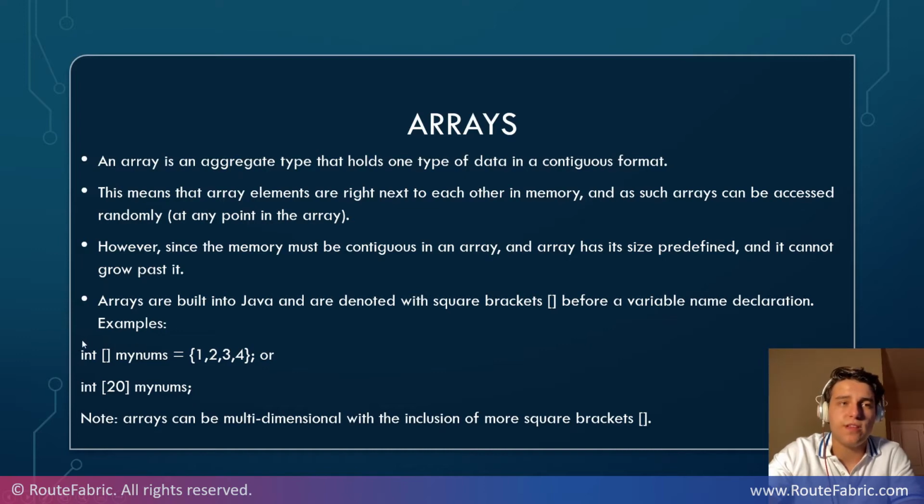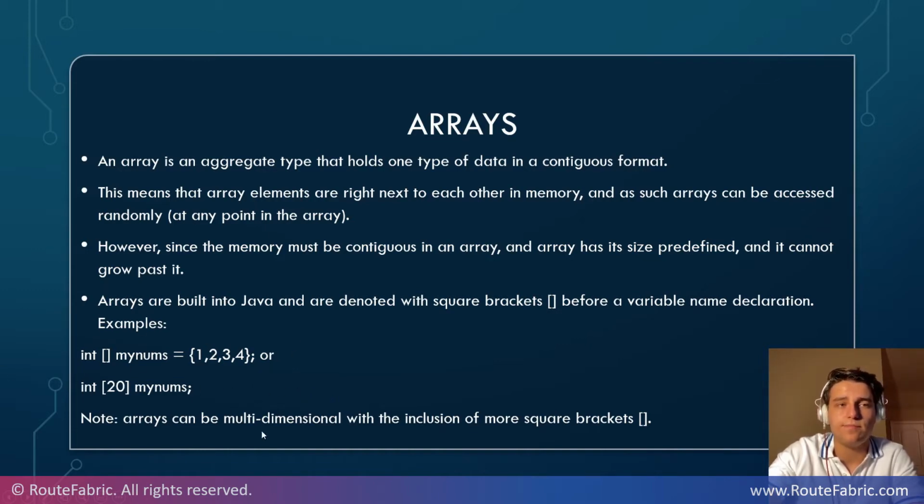But if we were to do something like int brackets myNums and then just leave it like that with no size specified, we would get an error there. Because like I said, arrays need the size specified before they can be made. So whenever an array is made, whenever it's initialized, the size must be given to it in some way. So we can do it this way or we can do it that way.